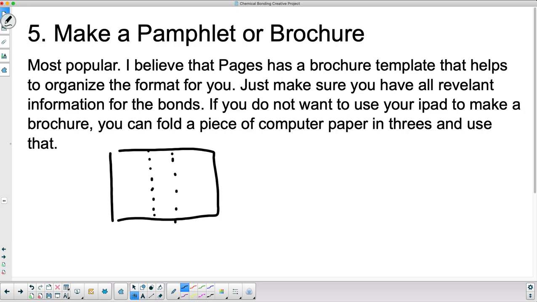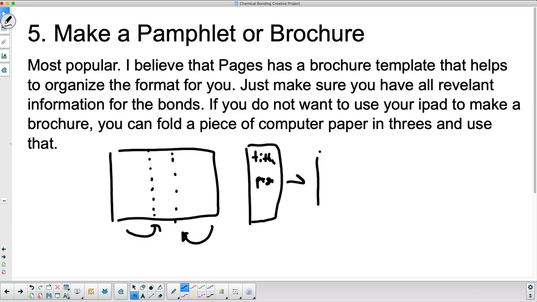If you use Pages, there's actually a brochure format or a template that lets you fill in the parts. You would fold these over like this, and then you would have something that looks like this, and this would be your title page. And then when you open it up, there's one fold like this, and there's the rest of it. And then you would have something over here, like maybe ionic bonding and metallic bonding or whatever.